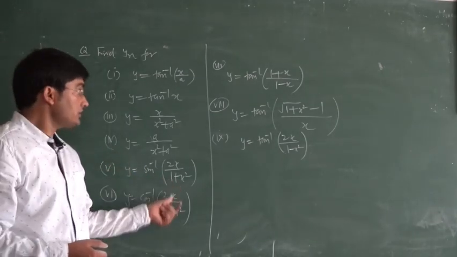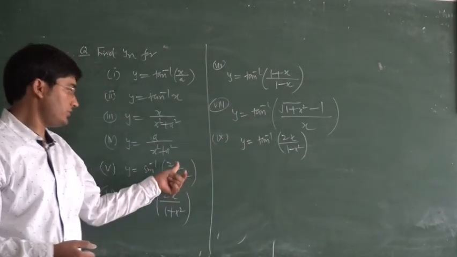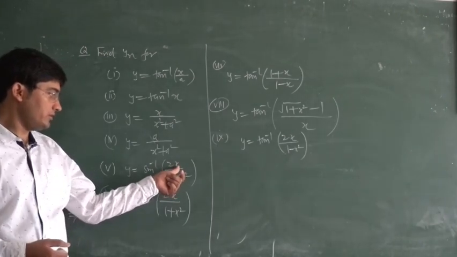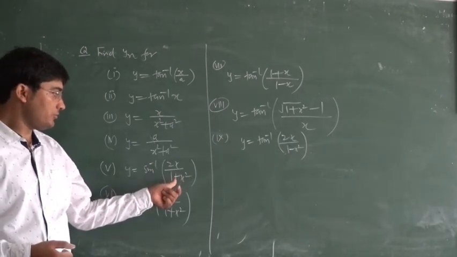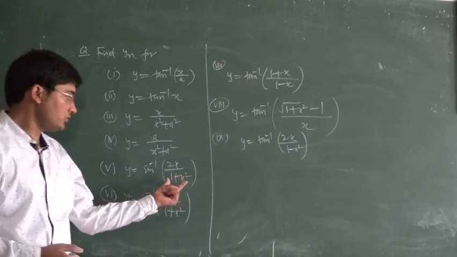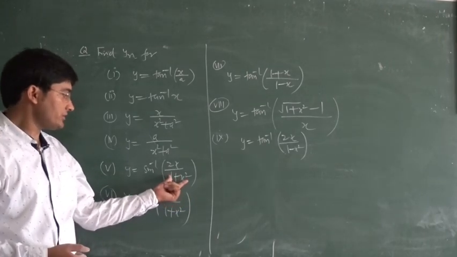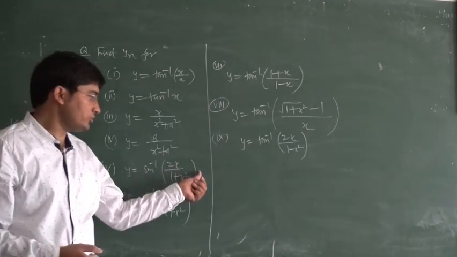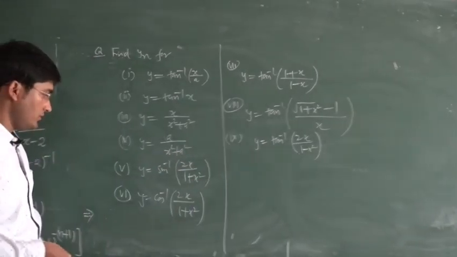And for these parts we have to substitute the value of x. If we put x equal to tan theta, then this will be your 2 tan theta upon 1 plus tan square theta. So this is your tan 2 theta. This is your sin 2 theta. Now your sin inverse and sin will get cancelled. So this is simply 2 theta. That means 2 into tan inverse x.